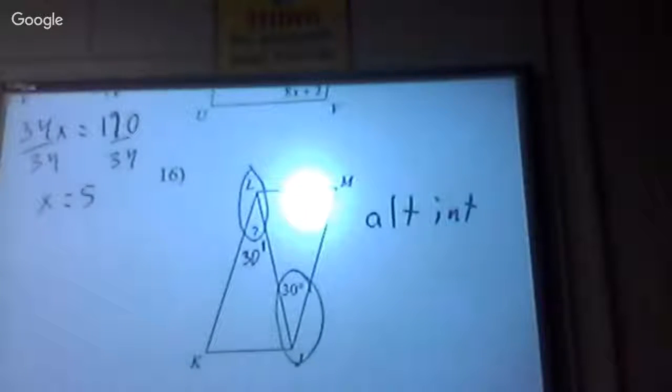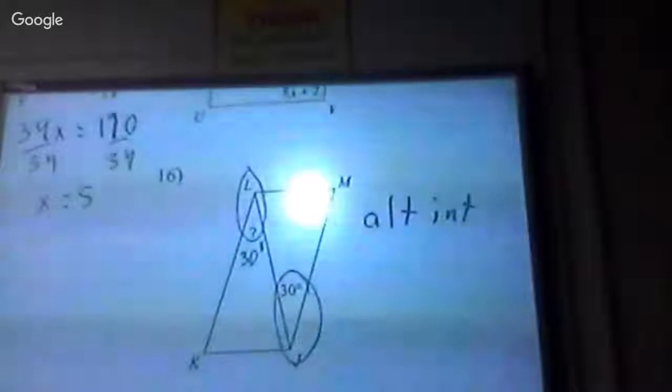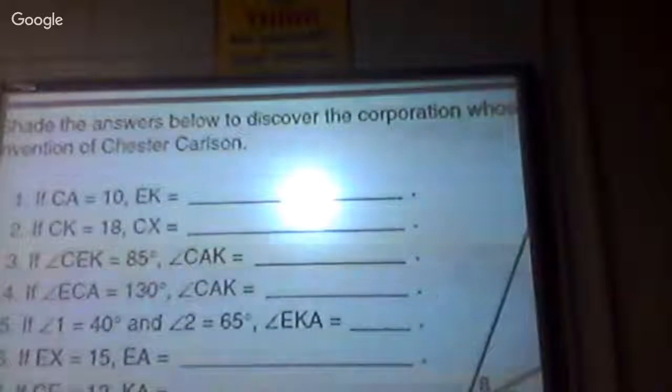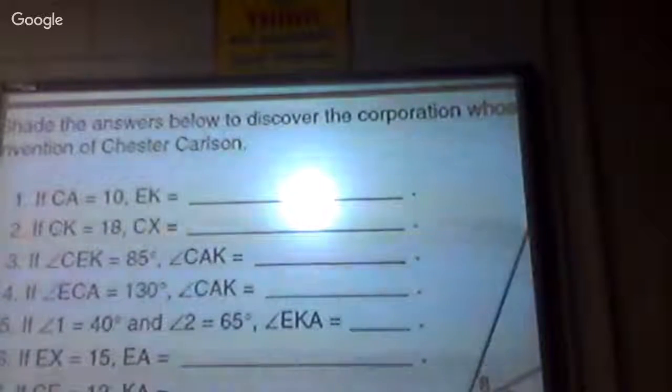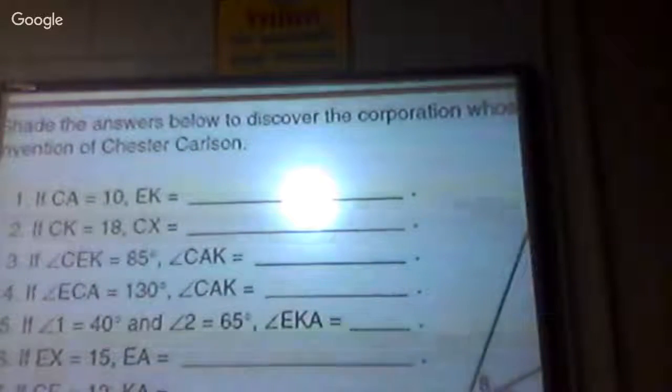All right. So, what we're going to do now is I'm going to give you this page here. Now, what I want you to do, you'll probably want to use a pencil because you're going to have to erase. It says, shade the answers below to discover the corporation whose success is based on the invention of Chester Carlson.